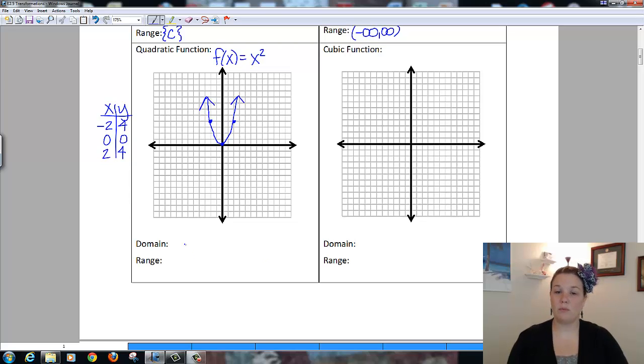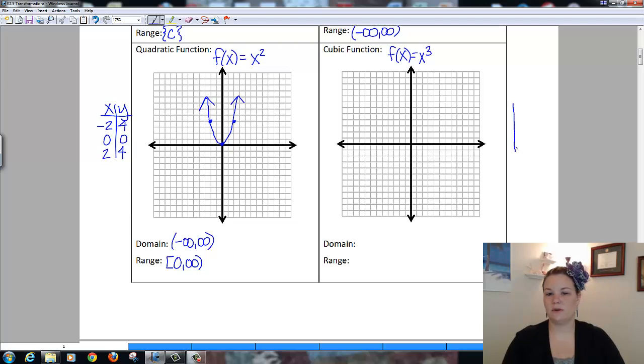Okay, so the domain of this parabola, like all parabolas, is negative infinity to positive infinity, and my range is going to be from 0 up to infinity. Okay. Same thing with a cubic. A cubic function looks like f of x is equal to x cubed.